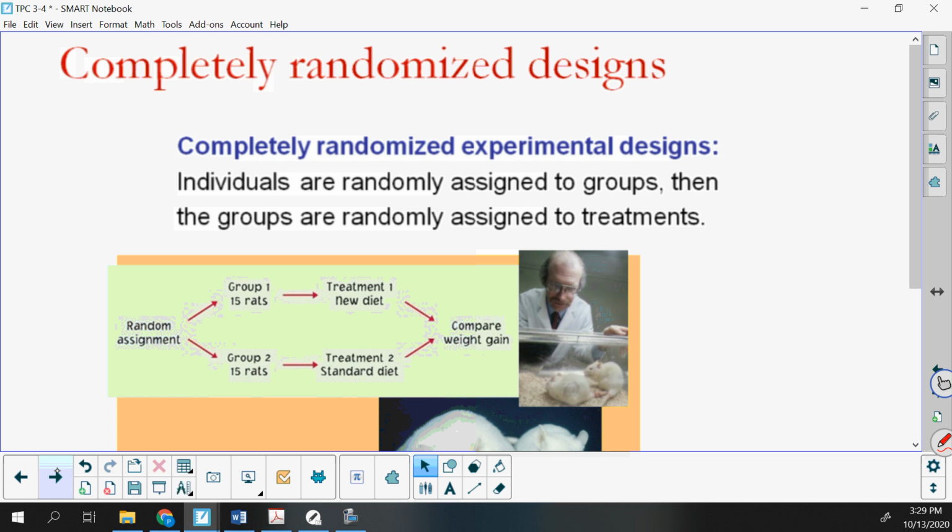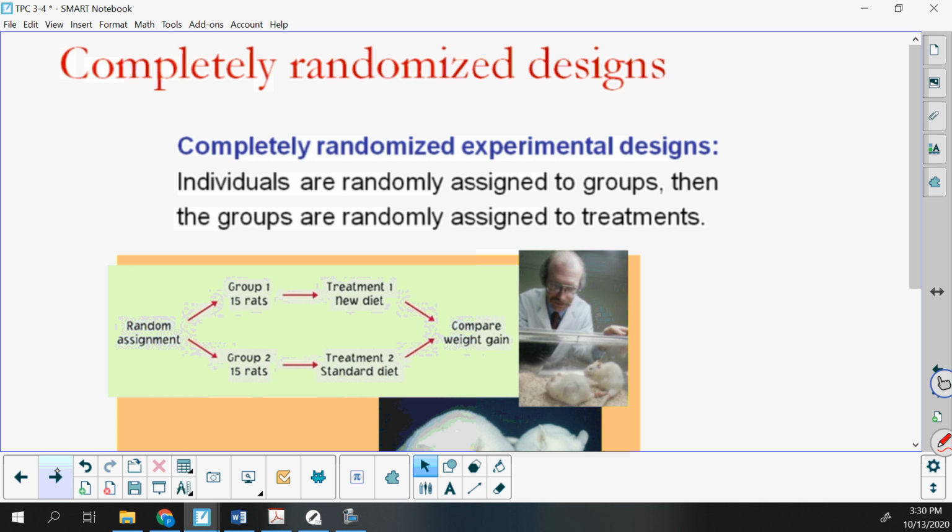The first step is that you must randomly assign to groups. You can't say, all right, split yourself into two groups. In this rats example, imagine you wrote the numbers of each of the 30 rats on index cards, shuffled them up and dealt them into two piles. And that told you which rats went into each group. And then maybe you flipped a coin about which of those groups got the new diet and which got the standard diet. And then you can compare the weight gain at the end.